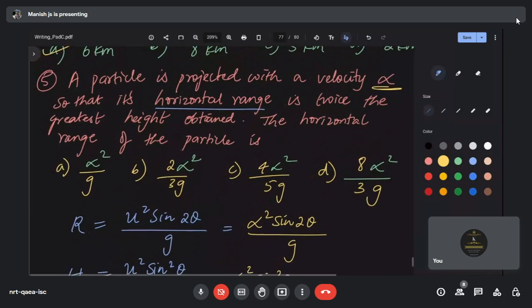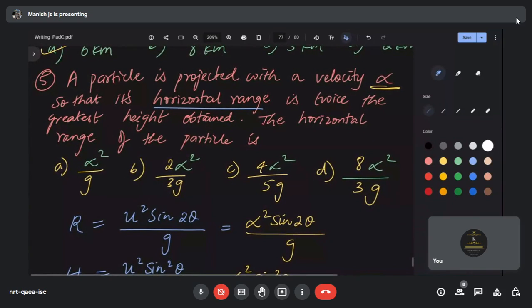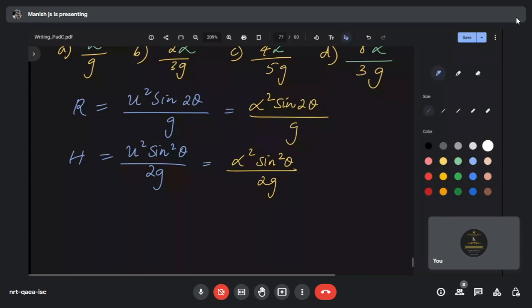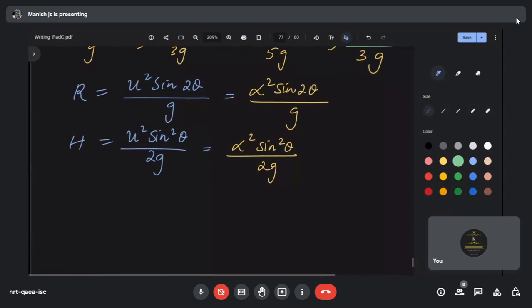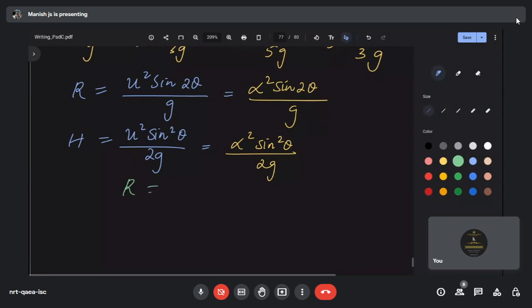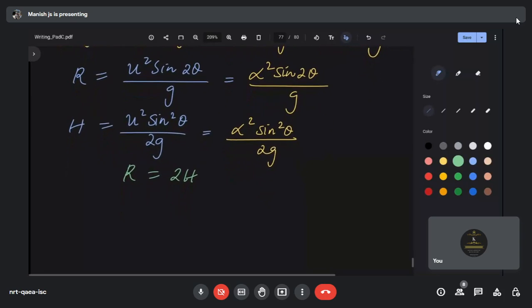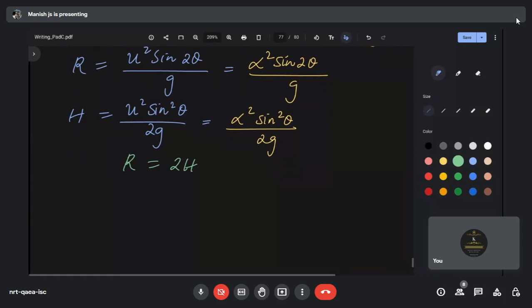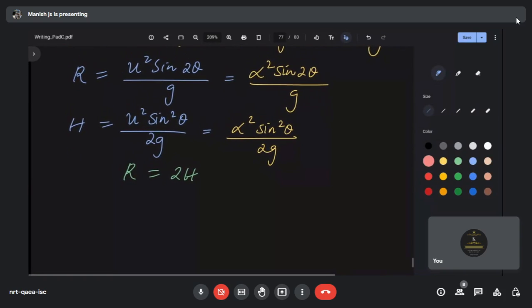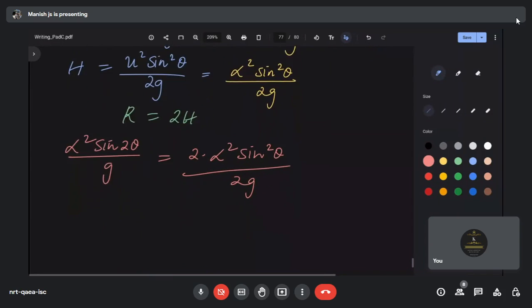Now in the question they are giving us one clue. They are saying the horizontal range is twice the greatest height, or twice the maximum height. What are they trying to establish? R is equal to 2H. That is the relation we have. So substitute it and relate it. When you relate it, what do you get? Alpha square sin 2 theta by G is equal to 2 into alpha square sin square theta by 2G. This is the relationship that they are trying to establish.